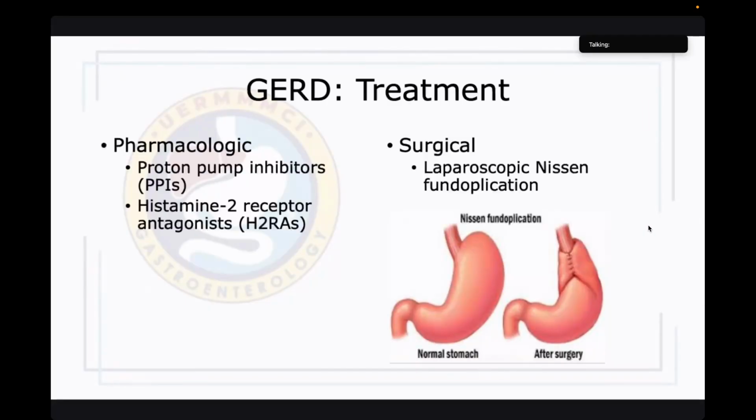As for the surgical approach, this is rarely done for GERD, but the best option is laparoscopic fundoplication, where the proximal stomach is wrapped around the distal esophagus to create an anti-reflux barrier.